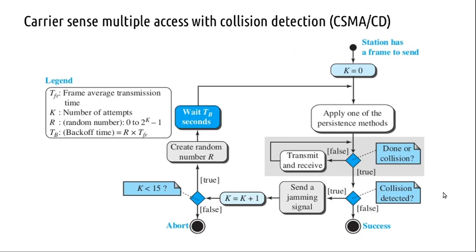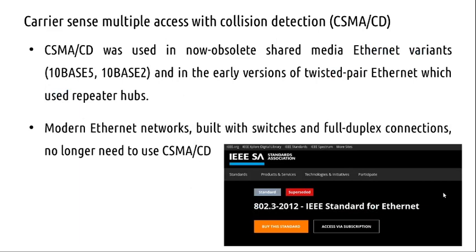This is a protocol that was used in your earlier Ethernets, and now it has been superseded. Say until 2008 there was this particular thing. For historical reasons, CSMA/CD was there in the IEEE standards. Now they have changed the name of that document altogether. 802.3 is the main document, and 2012 is the revision. The name is IEEE standard for Ethernet. So gigabit Ethernet, all those things, come under this standard.